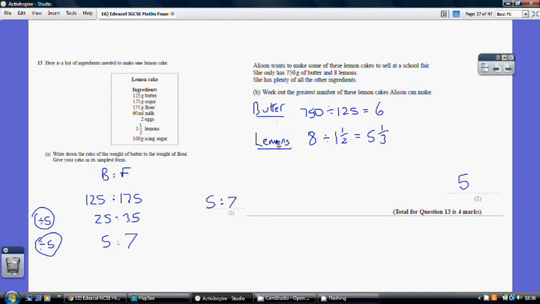Now moving on to the lemons, each cake requires 1.5 lemons. So we've got 8 lemons, so 8 divided by 1.5 means you could actually make 5 1/3 cakes with regard to the lemons. Well, obviously we've got to be making whole cakes, so lemons is our greatest constraint. That's the thing we're going to run out of first, so we can only make 5 full cakes. So the answer is 5.